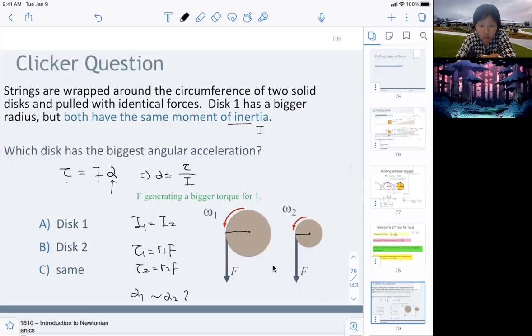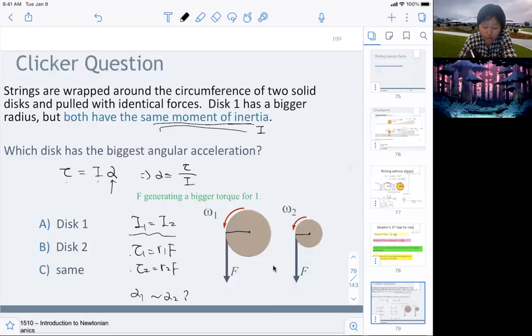Looking at our result, pretty much evenly split between disk 1 and disk 2. One might be tempted to think this one has a bigger moment of inertia because it's bigger, but the problem already told us that they have the same moment of inertia. So probably disk 1 is made of a different material than disk 2, so that they end up with the same I, even though one is bigger. So if I1 equals I2, which is given, and if we know how torque 1 and torque 2 compare, we know how alpha 1 and alpha 2 compare.